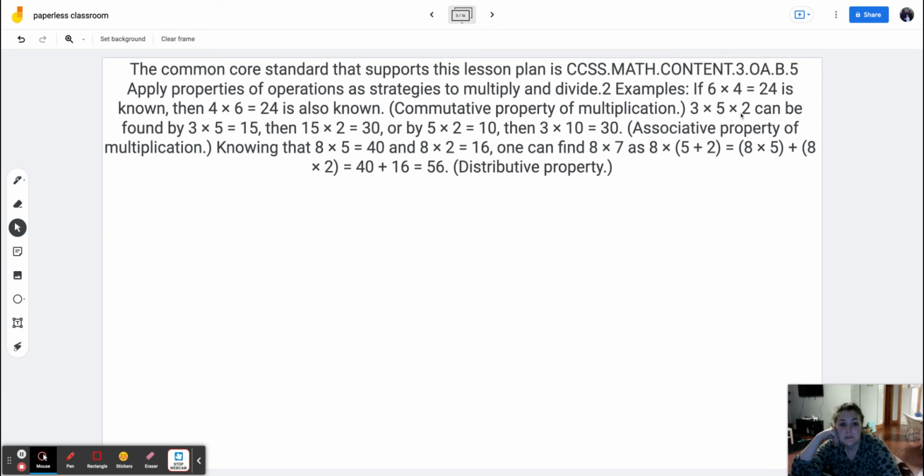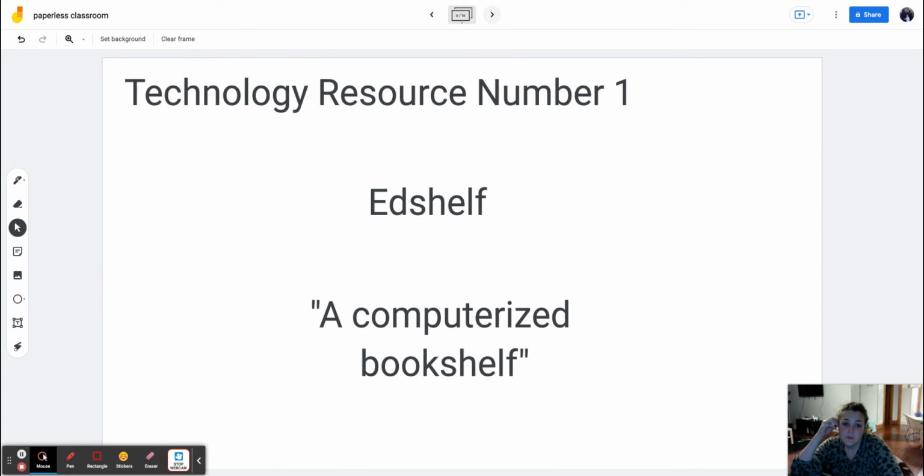It was coincidental too. 3 times 5 times 2 can be found by 3 times 5 equals 15, then 15 times 2 equals 30, or by 5 times 2 equals 10, then 3 times 10 equals 30. It's the associative property of multiplication. And knowing that 8 times 5 equals 40 and 8 times 2 equals 16, one can find 8 times 7 as 8 times (5 plus 2) equals 8 times 5 plus 8 times 2. So 40 plus 16 equals 56. It's the distributive property.